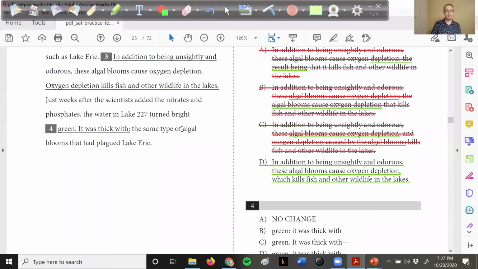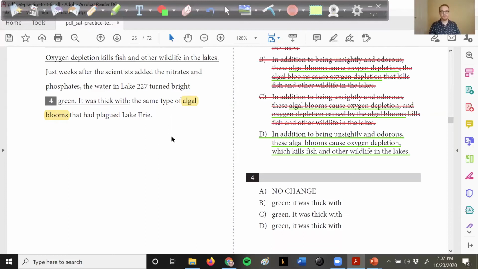Okay, well, even though we're seeing algal blooms for the umpteenth time, we're not allowed to change it. We're only allowed to change what's underlined in question 4. So let's look at what's listed there. One option is no change. One option is green, colon, it was thick with. One option is green, period, it was thick with, dash. One option is green, comma, it was thick with.